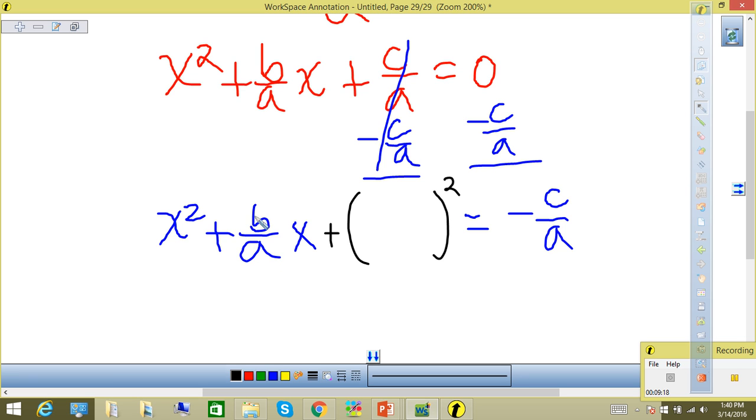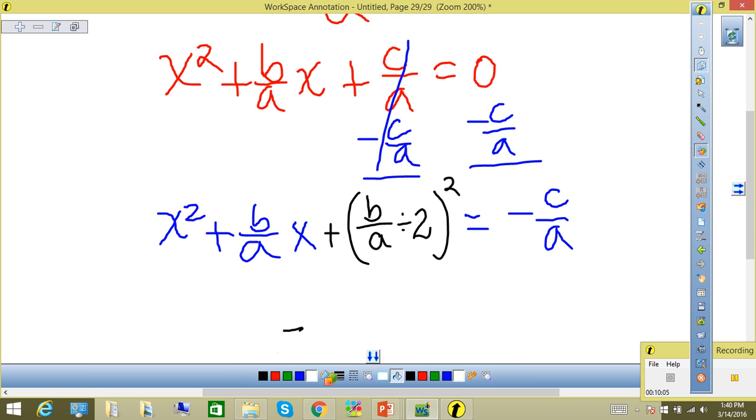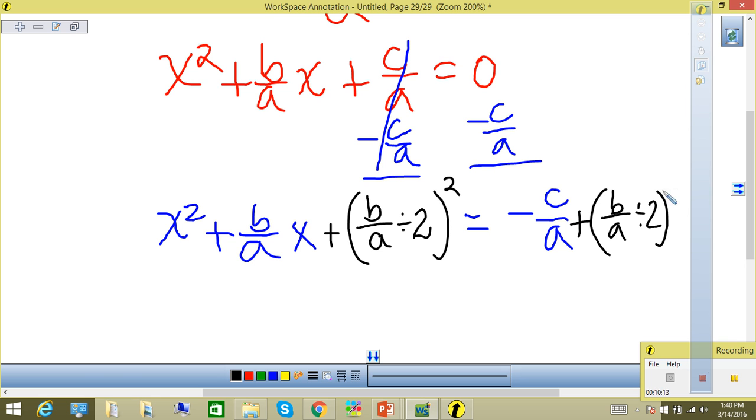So you guys can see what I'm saying. This is b, right? But what goes in here is b over 2. That means this over 2. Can we write this like that? No. What's another way of writing this? Everyone. B over a divided by 2. That's what over 2 means, right? So whatever we do to one side, we do to the other. B over a divided by 2 squared.